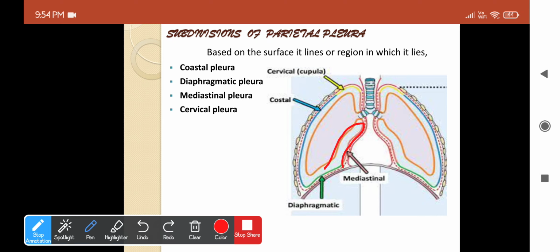And finally, the cervical pleura, which is nothing but extending into the root of lung, right? So this will extend nearly 1 inch above the medial end of clavicle. So if you take this is the medial end of clavicle, and 2 inches above the first rib. Okay, and this extends into the root of lung. This dome-shaped part is actually called cupola, and this will hold the apex of the lung inside.